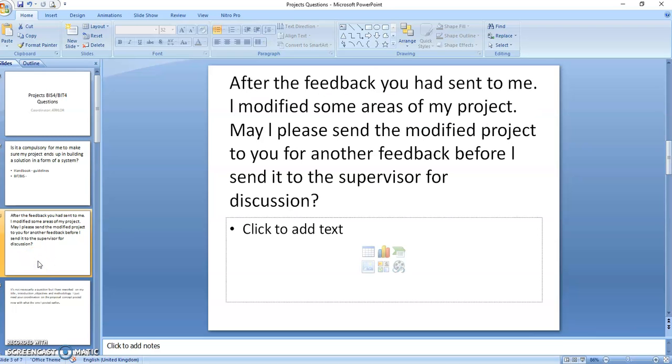The second question: after the feedback you had sent me, I modified some areas of my project. May I please send the modified project to you for another feedback before I send it to the supervisor for discussion? I have already addressed this issue. I will not have time to look at every single modification that a student makes on their dissertation. So I want you to ask specific questions. It's not fair for you, and this is something that should guide you in your approach with your supervisor.